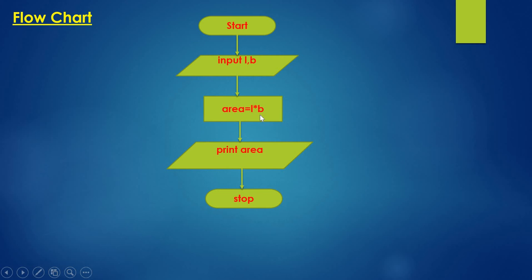Area is equal to L into B. Then the output is in a parallelogram. Then stop, that is in an oval. Flowchart means pictorial representation of an algorithm. For designing the solution, we are using an algorithm and a flowchart. That is, the design tools are algorithm and flowchart.